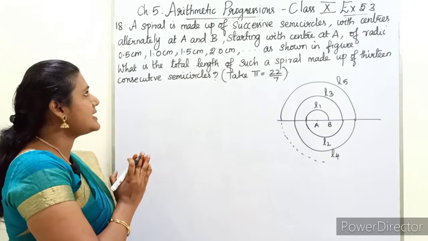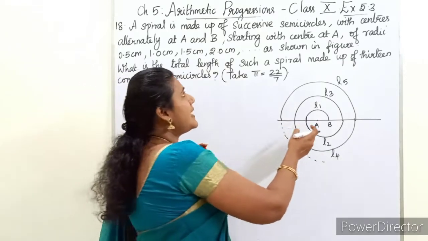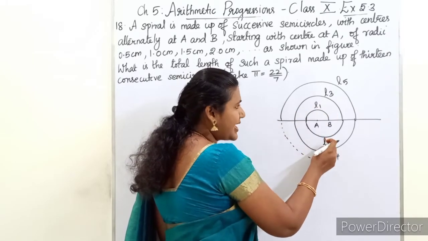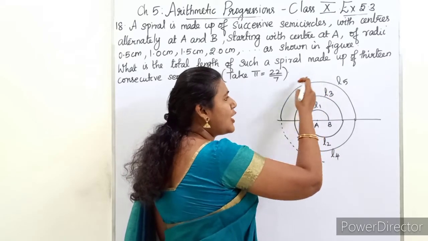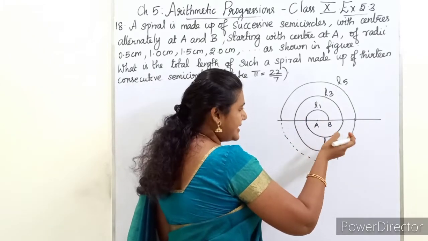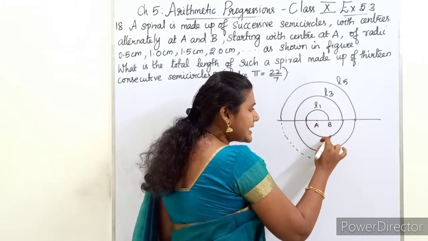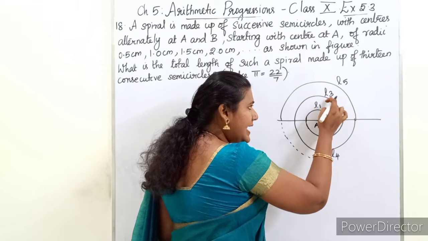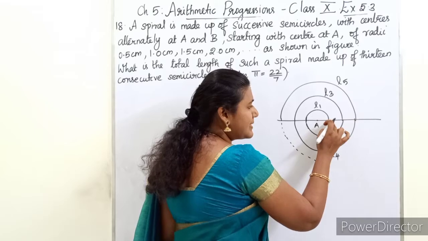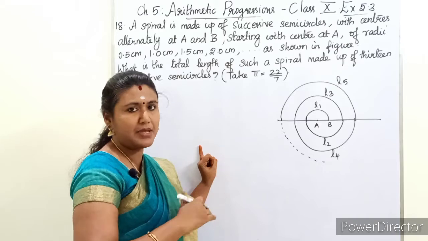So here, in the diagram, we have a spiral which is made up of semicircles. This L1, L2, L3, L4, L5, all these are semicircles with the center A and B alternately. What is the center of the L1 semicircle? L1 is A. The center of L2 is B. Again, the center of the semicircle L3 is A. For L4 the center is B. Like that, alternately the semicircle centers will change between A and B.